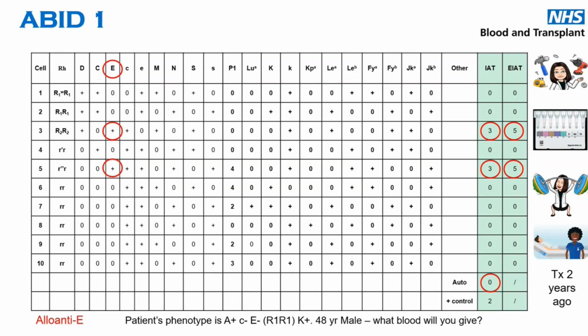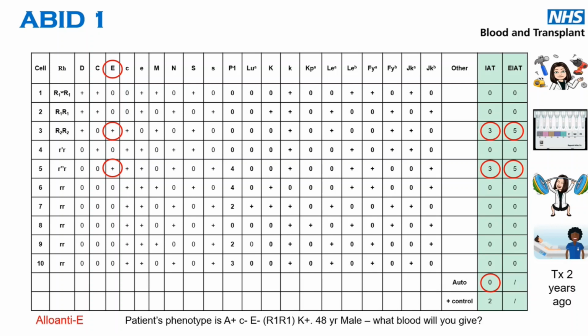But if you've done all your exclusions on it and written them all down, that's fine. It's just quite difficult when you're doing all the animations. It takes quite a long time. So for this one, I've just matched up the pattern. So I've got line 3 is positive, and then I've got a 3+ reaction by IAT, and I've got a 5+ reaction by enzyme IAT.